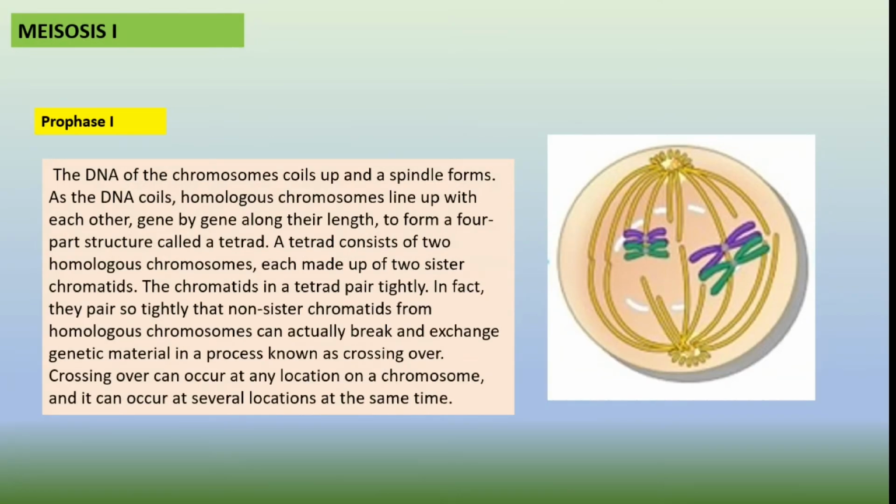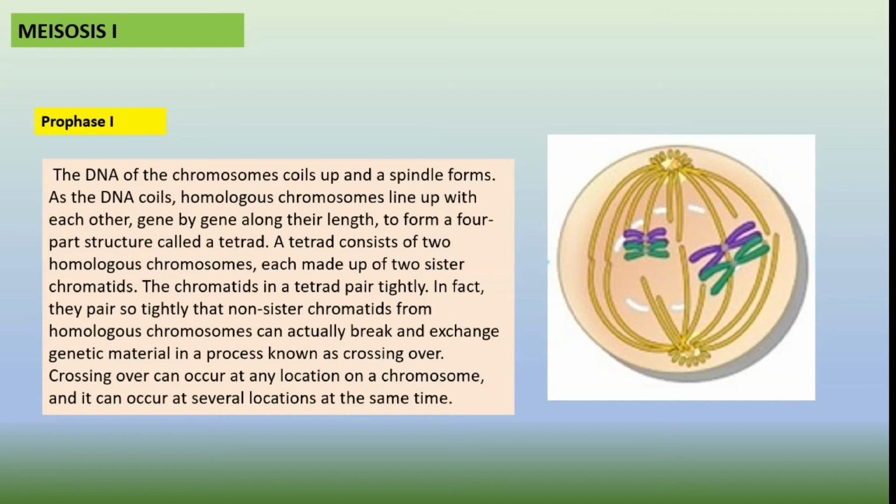Prophase 1. The DNA of the chromosomes coils up and a spindle forms. As the DNA coils, homologous chromosomes line up with each other, gene by gene along their length, to form a four-part structure called a tetrad. A tetrad consists of two homologous chromosomes, each made up of two sister chromatids.